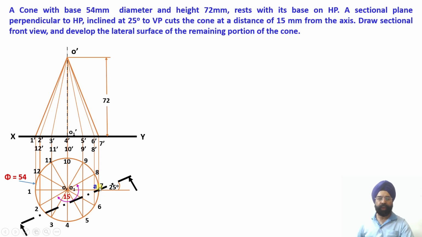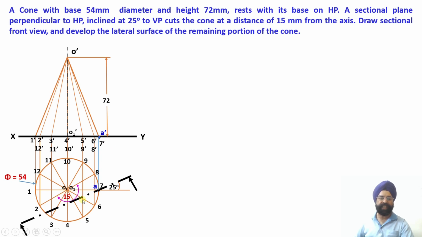Now I will be drawing a vertical projector through this point A. Wherever this vertical projector meets in the front view, point 7 dash, this is going to give me the location of the point of intersection A dash in the front view. So please check, I have drawn a vertical projector through A so that wherever it intersects with O dash 7 dash, at the point 7 dash, I have been able to obtain point A dash, which is going to coincide with point 7 dash. So this is my first point of intersection.